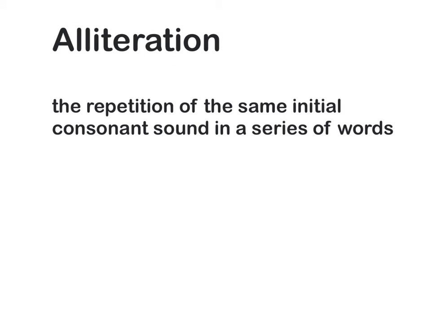The next type is alliteration, and the definition for alliteration is the repetition of the same initial consonant sound in a series of words. So it's like the opposite of rhyming. Instead of the end of the word sounding the same, the beginning of all the words sound the same. Write this definition in your ISN.